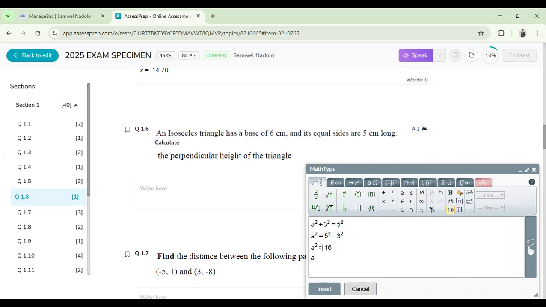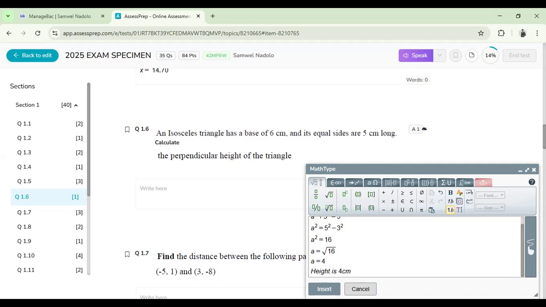So our value of a is obtained by finding the square root on both sides. Square root of 16 is plus or minus 4, but because length is positive, we'll take the 4. And then we'll say height is 4, but the units are in centimeters, so write 4 centimeters.